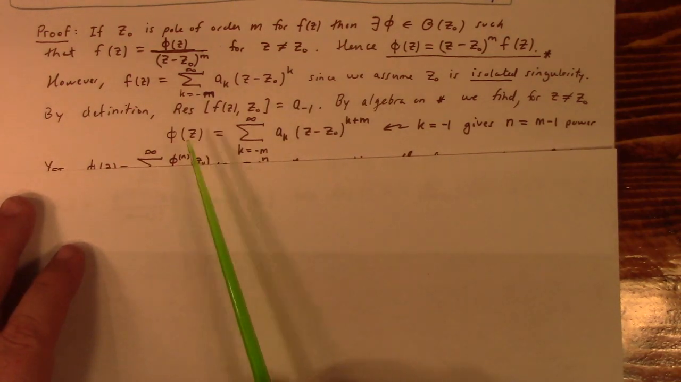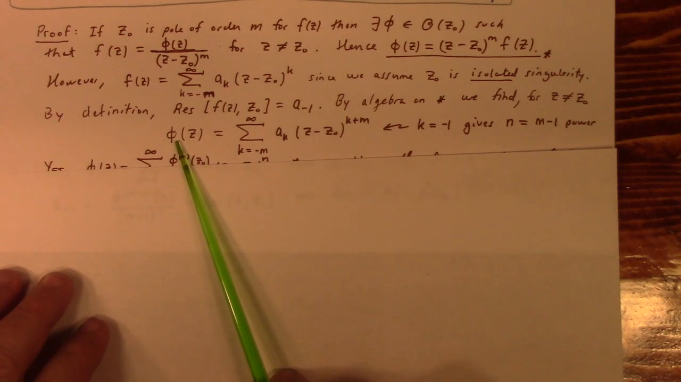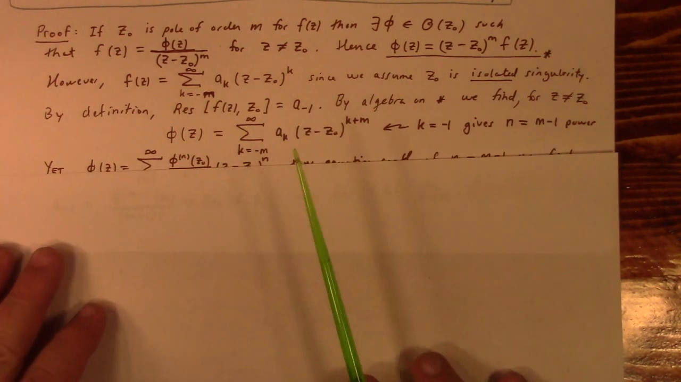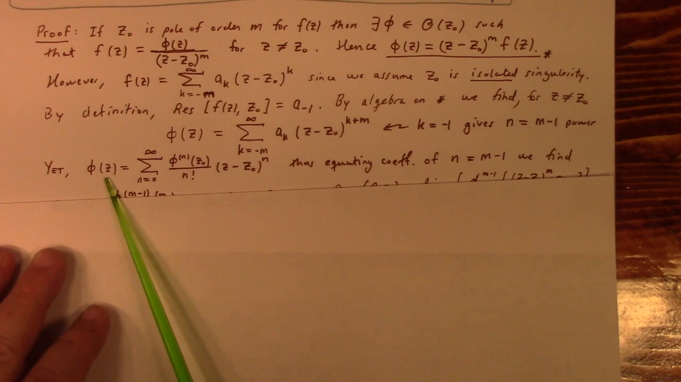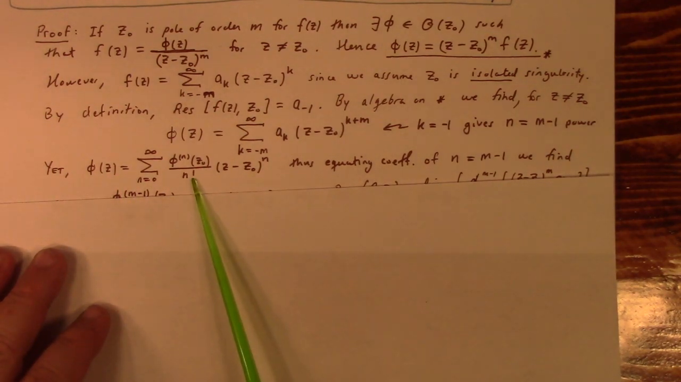All right, but on the flip side, phi is a holomorphic function, right? Which means it's analytic at z naught, and that means that there's a Taylor expansion of it, right? Phi of z is equal to the sum, the nth derivative of phi at z naught divided by n factorial.